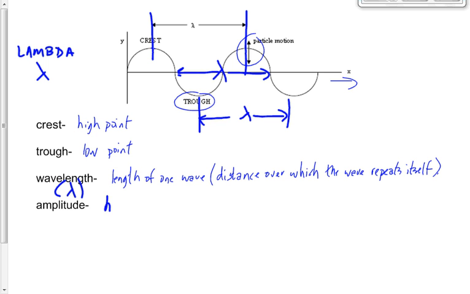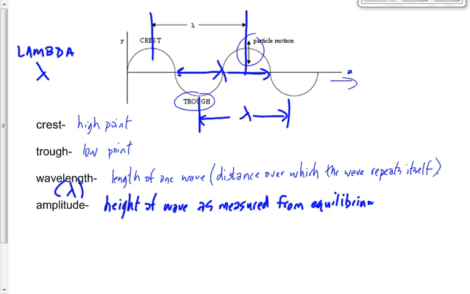The amplitude is the height of the wave. But it's the height of the wave as measured from the equilibrium position, as measured from the x-axis. Not from top to bottom, but rather from middle to top, or from middle to bottom. The symbol for amplitude is a capital A. And the amplitude is related not to the wavelength, not to the frequency, which we'll talk about in just a few minutes here, not to the speed, none of that stuff. The amplitude of the wave is related to the energy of the wave.